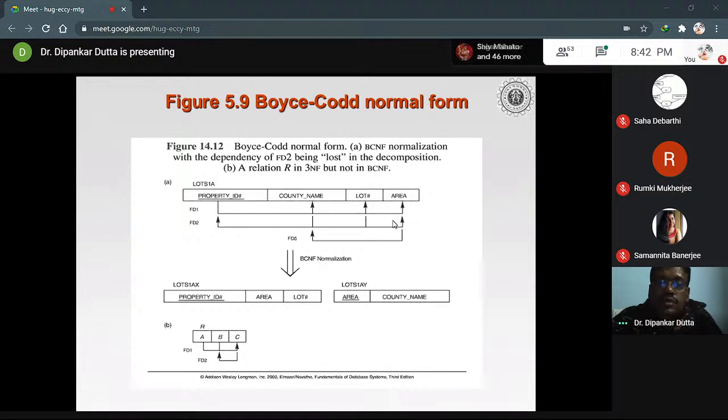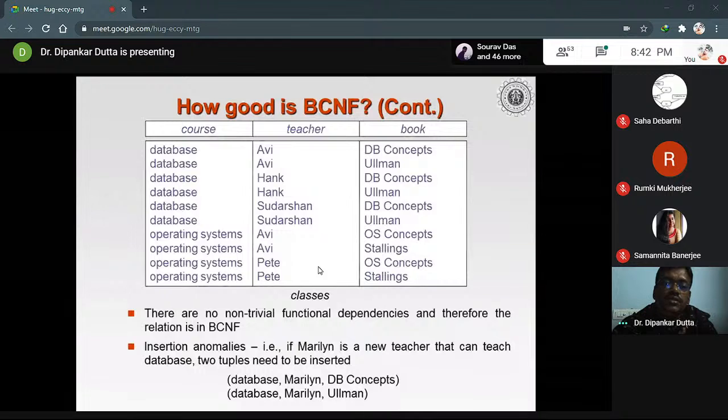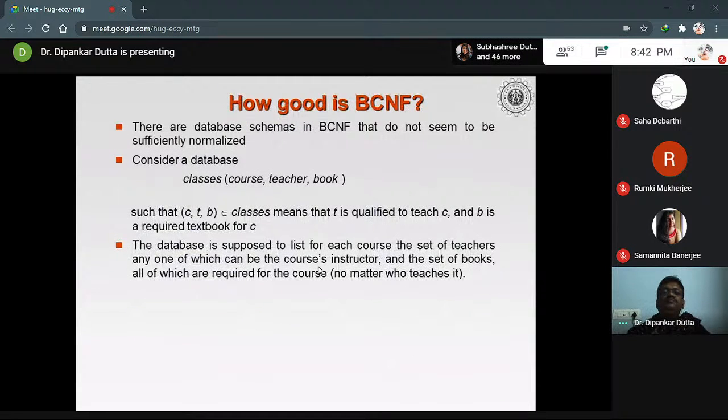This is lost. So here also we are losing FD, functional dependency, if we want to put it into Boyce-Codd normal form. Sometimes Boyce-Codd normal form is not achievable, so we have to satisfy it with 3NF. It is a weaker normal form than BCNF. So, same thing.